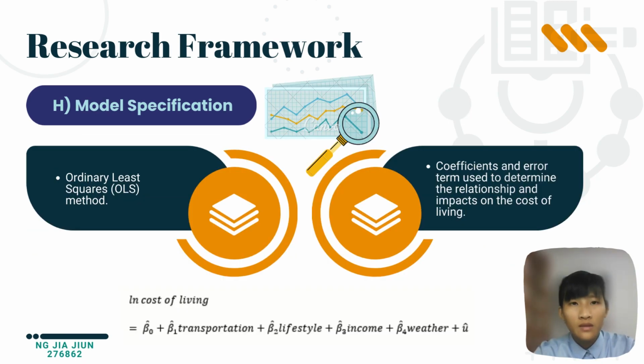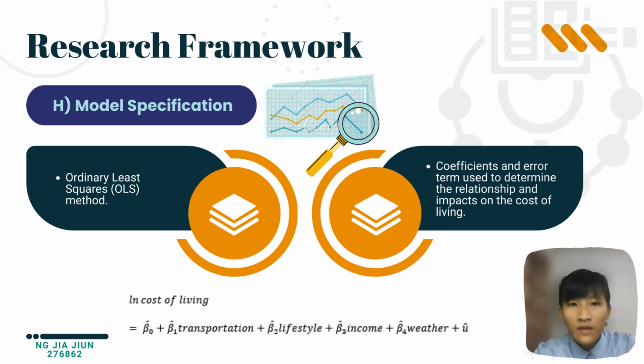Okay, next is about the model specification. Our study utilized multiple linear regression through the ordinary least squares, which we call the OLS method, to analyze the factors affecting the cost of living among the UUM students. The regression model includes the cost of living as the dependent variable and four independent variables, which are transportation, lifestyle, income, and weather. The functional model chosen for our study is the log linear model, which allows us to compute the percentage change in the cost of living as the independent variables change by 1 unit.